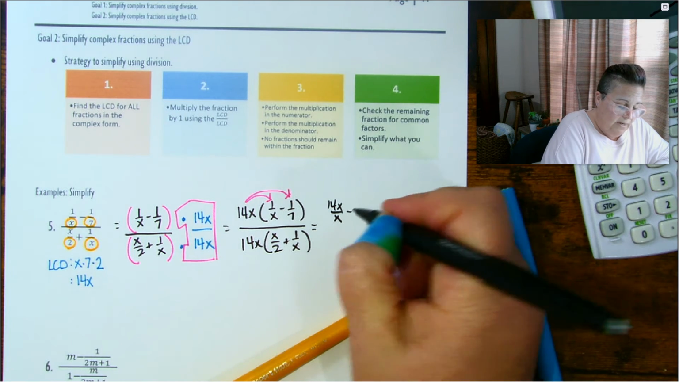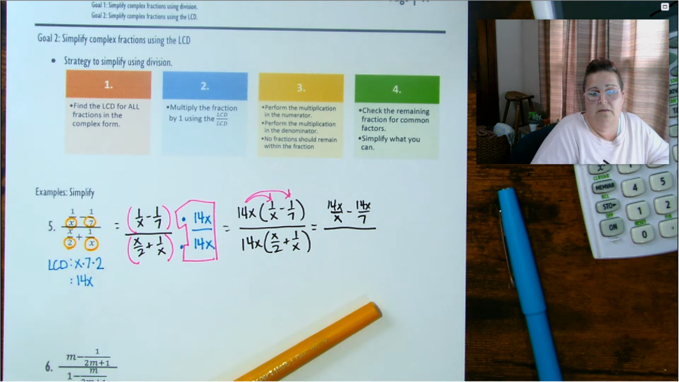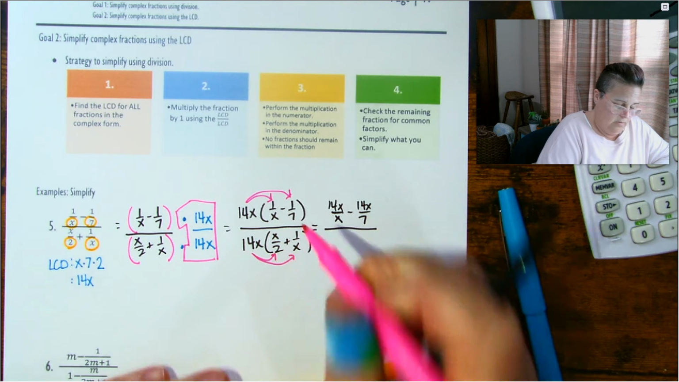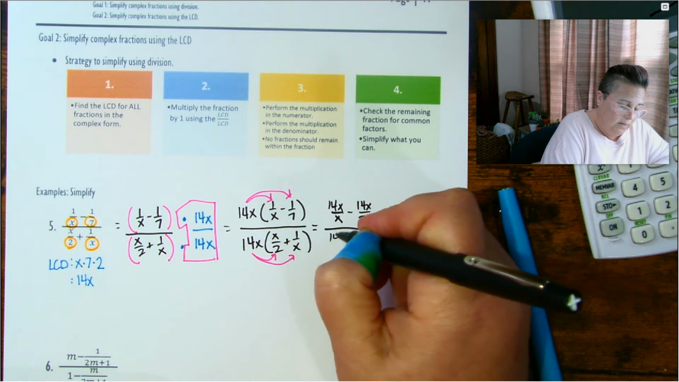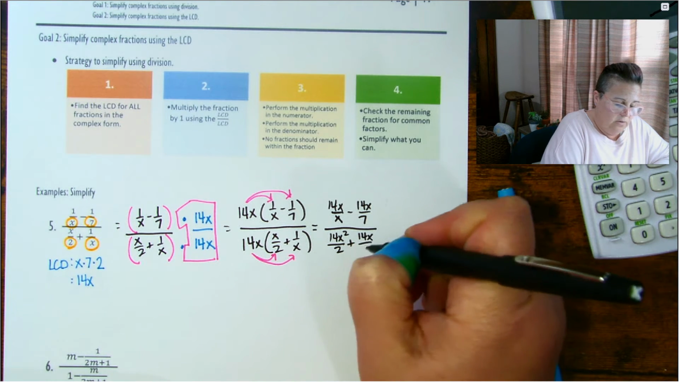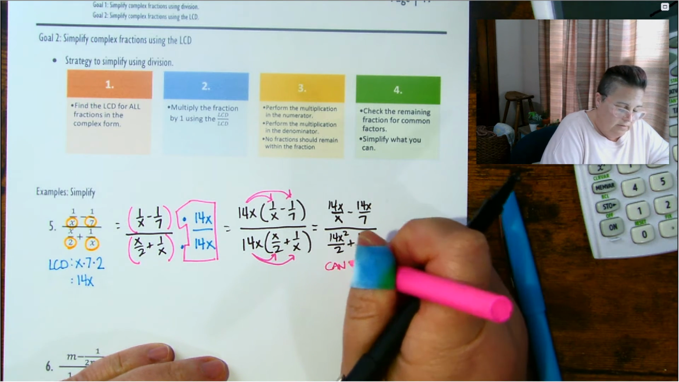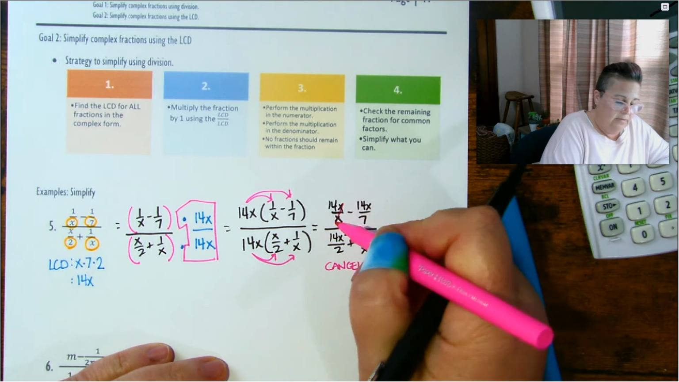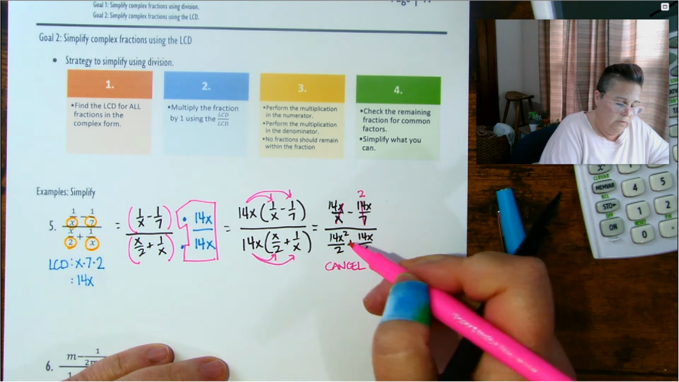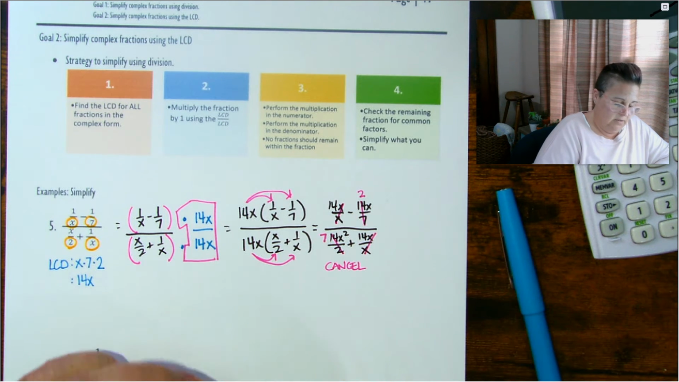And I'm going to subtract the 14x over 7. I'm going to do the same thing with the denominator. So I'm going to have 14x squared over 2 plus 14x over x. Why would I do this? Because here I can cancel things. The x's cancel. The 14 and the 7 cancel, leaving me a 2. The 14 and the 2 cancel, leaving me a 7. And the x's cancel, leaving a 14.